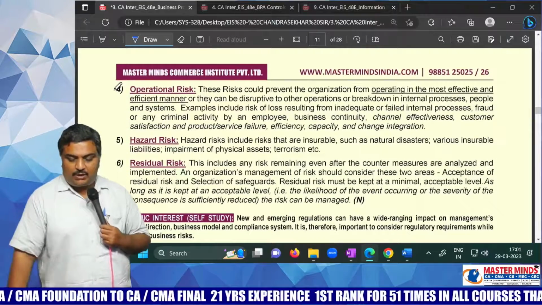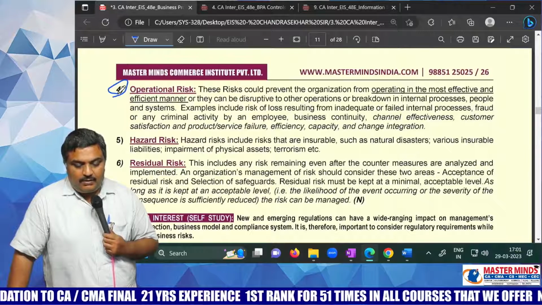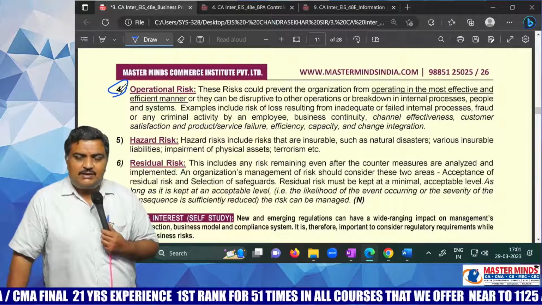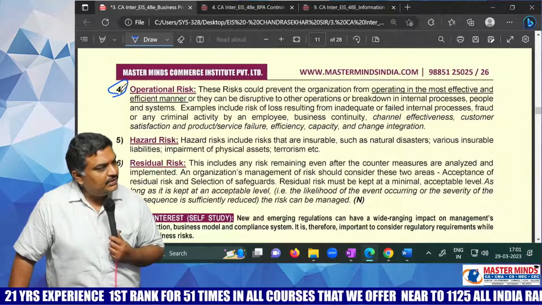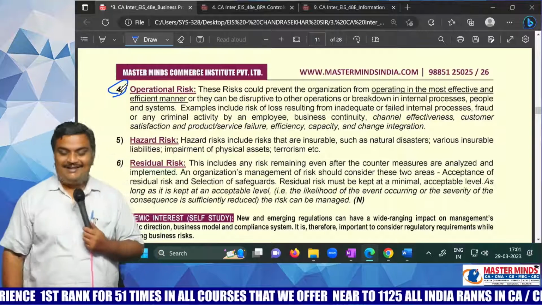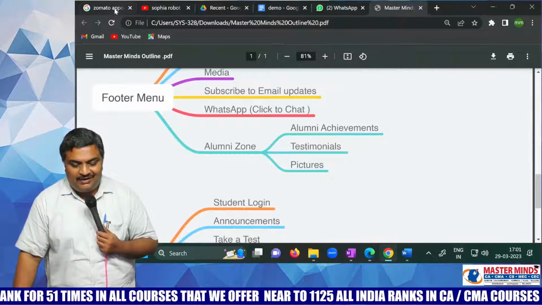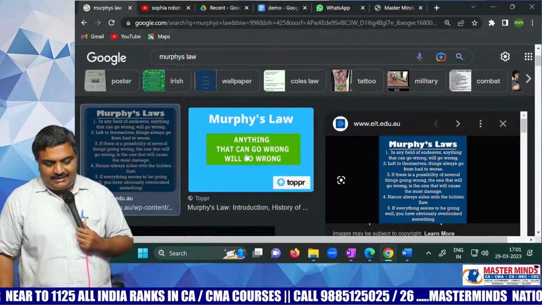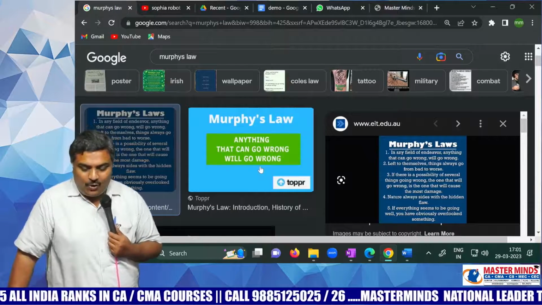Operational risk means what? In your organization, in the business processes, some employees are committing frauds. Why are employees committing frauds? Because there is a chance to commit the fraud. There is a wonderful law you should never forget. What is that law? Anything that can go wrong will go wrong. Anything that can go wrong will go wrong.